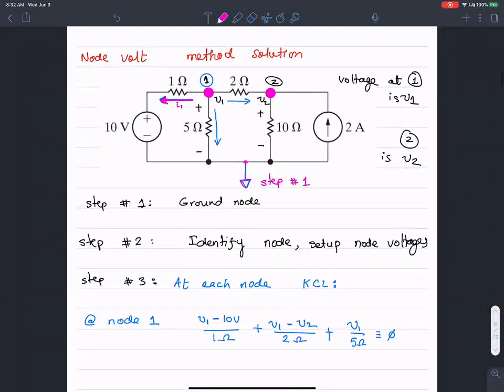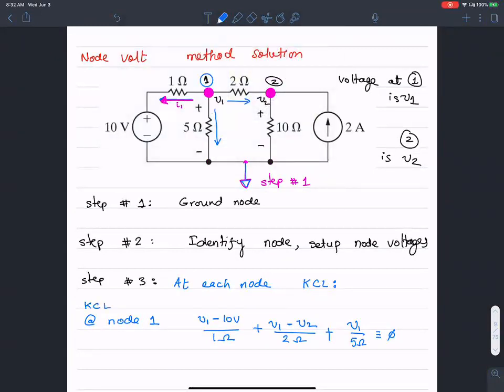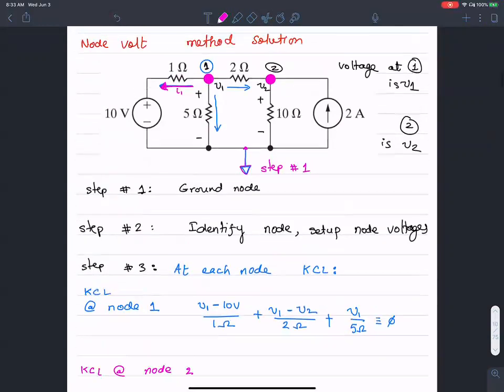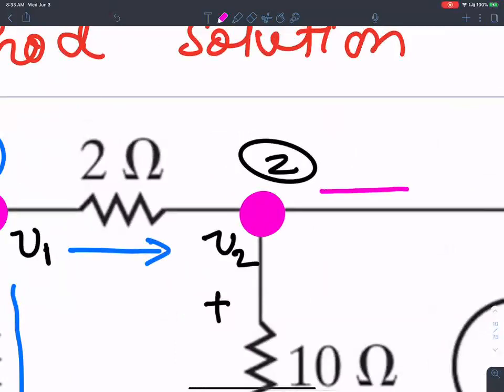Now, that's KCL at node 1. Let me write it out. KCL at node 1. Let me do the exact same thing at node 2 as well. KCL at node 2. And pay attention, here is where it gets a little unsettling. By node 2, I mean this node. What I'm going to do is look at all the currents leaving the node, add all the currents leaving the node, and say that the sum is 0.